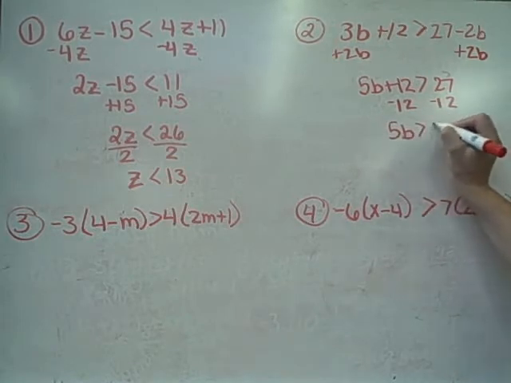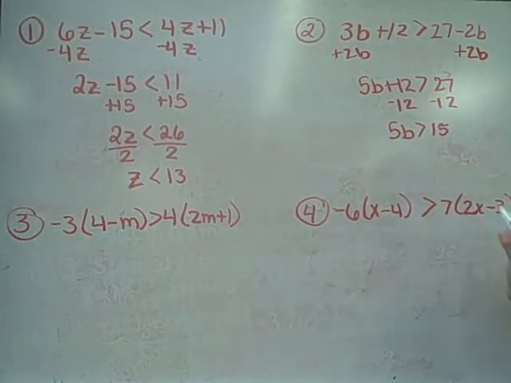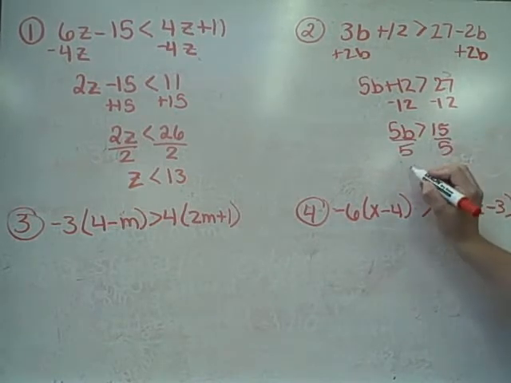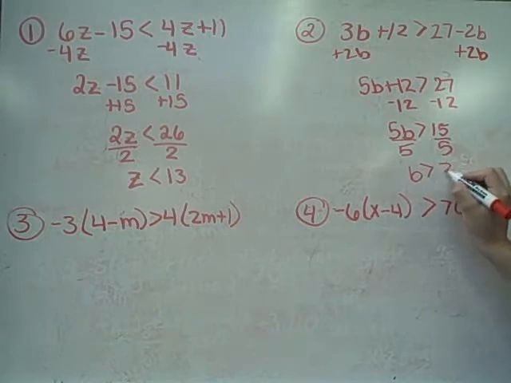5b is going to be greater than 15. Divide by 5. And b would be greater than 3.